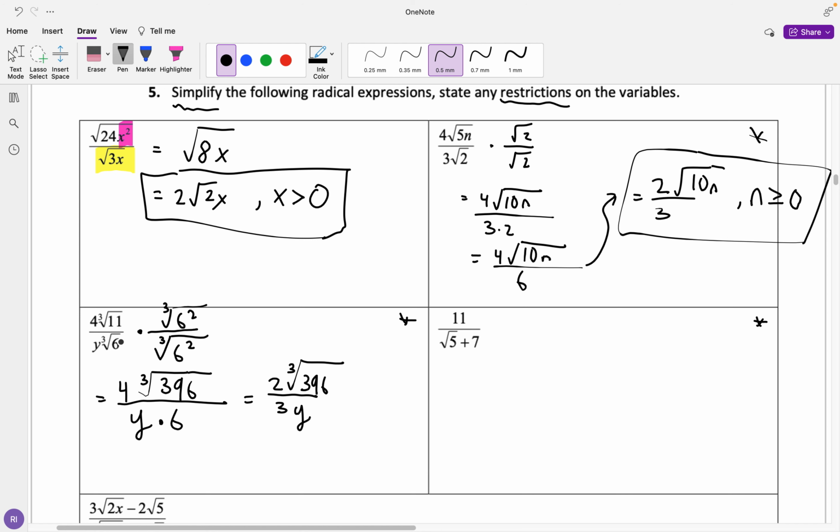Restriction on the variable. We actually still have to state the restriction on the variable. It is just y cannot be 0 because of the denominator. And I just want to mention too, Microsoft Word is not always the most friendly when it comes to radicals and exponents, because when you look at this, it sort of looks like y cubed instead of y multiplied by cube root 6. So just be really careful.